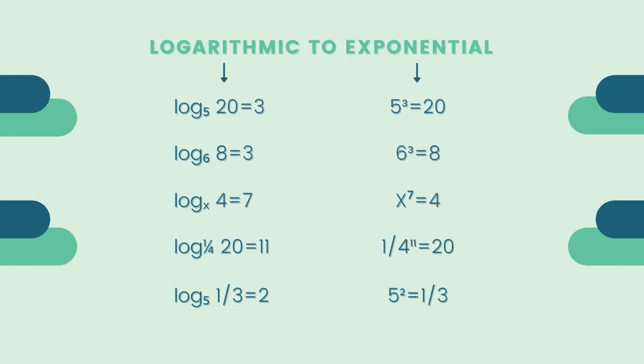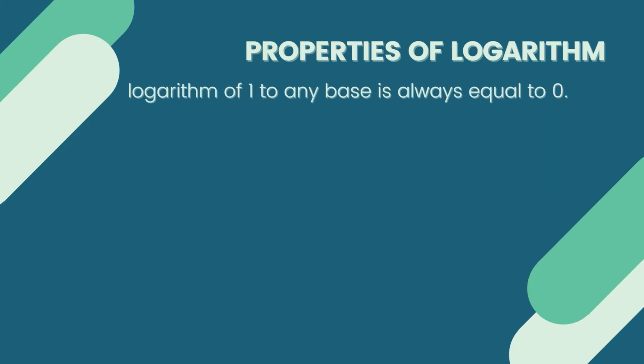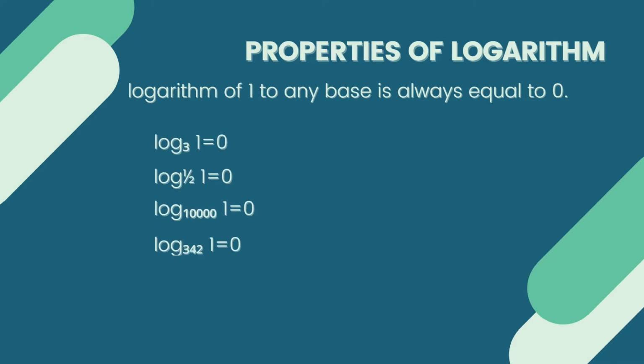To solve logarithmic functions, you will have to know about the properties of logarithms first. These properties of logarithms are found at the Omnikit. The first property of logarithms is that the logarithm of 1 to any base is always equal to 0. For example, logarithm base 3 of 1 equals 0.